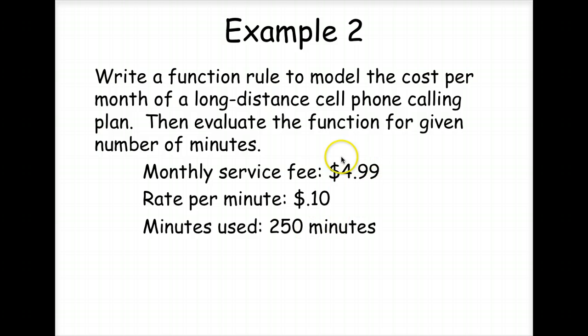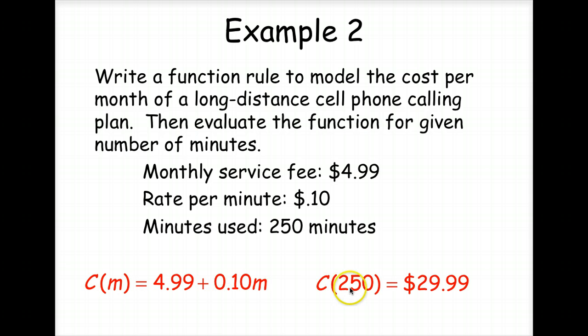So this is our constant, and this is what is changing, 10 cents per minute. Okay, so the cost per month is equal to $4.99 plus 10 cents per minute. Now let's evaluate this function for 250 minutes. So all we'll do, in place of m, we're going to substitute 250, and our answer is $29.99. So stop for a moment and do that work and see if you get the same answer. If so, you are ready to begin working on the assignment.